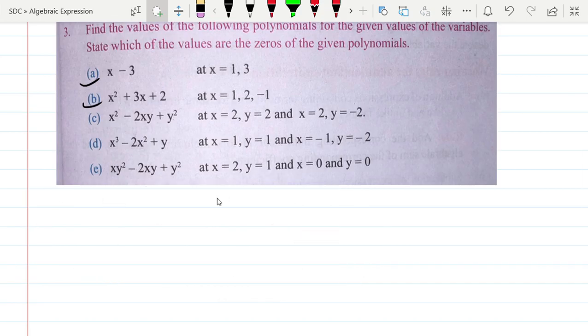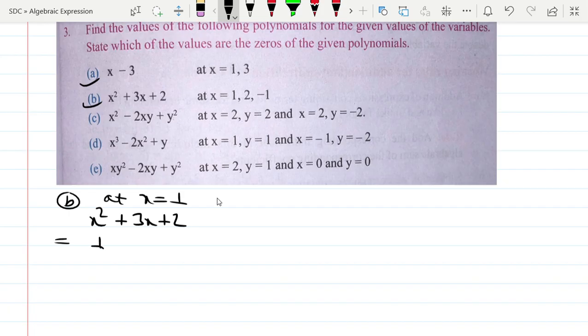Now number b. Here we are asked to find the value of x squared plus 3x plus 2. So for three different values of x, we have to find the value of this expression. So first I go with x equal to 1. The expression is here x squared plus 3x plus 2, right? So at x equal to 1, we are going to find its value.